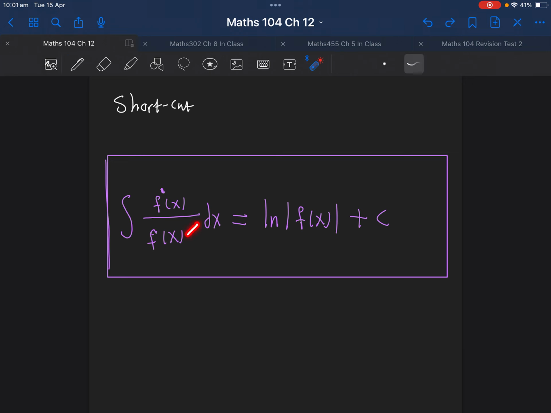If you have something like this, the integral is ln f of x, which is the reason because the integral of 1 over x is just ln x. So if this is u, this must be u prime. So we can do the u substitution.